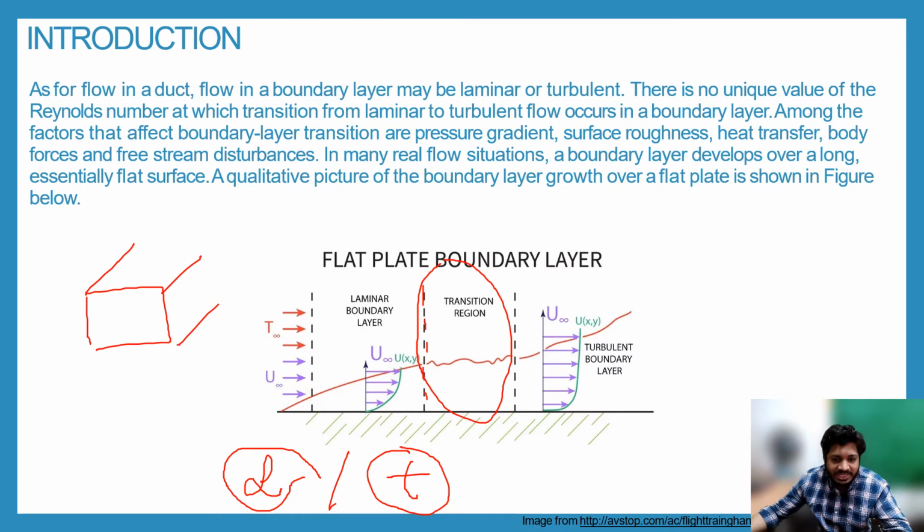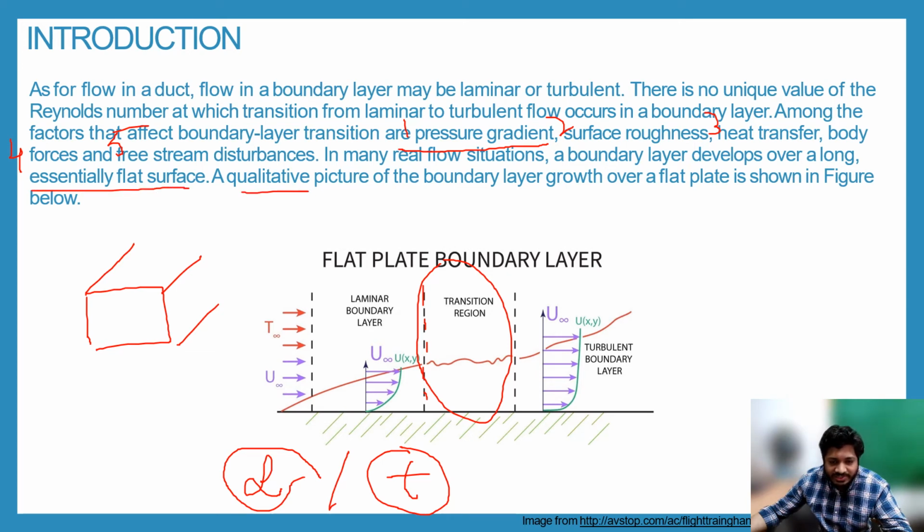Now it is very difficult to predict the laminar and the turbulent boundary layer because it depends on a number of things. In many real flow situations, it depends on the pressure gradient, number one. Number two, the surface roughness. Number three, the heat transfer. Number four, the body forces. And number five, the free stream disturbances.